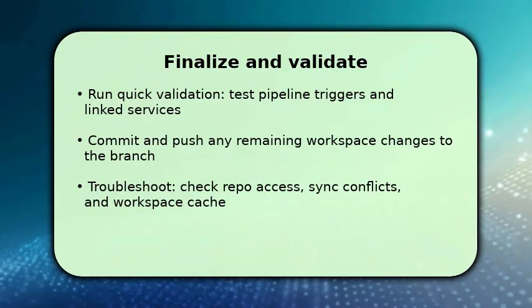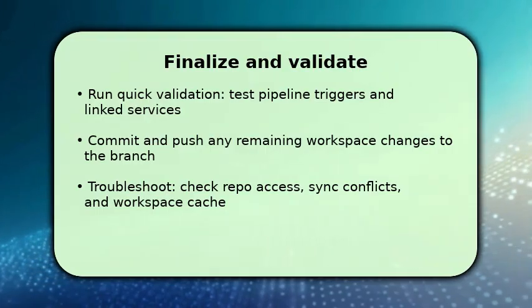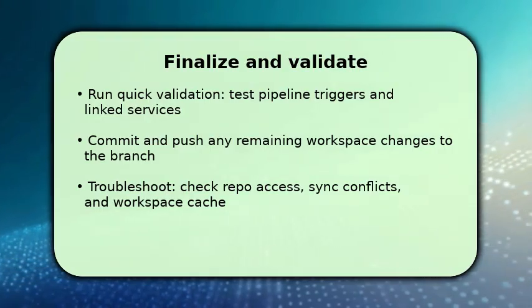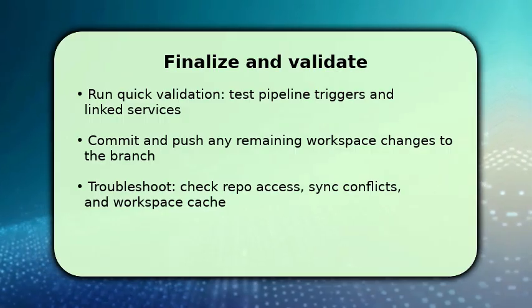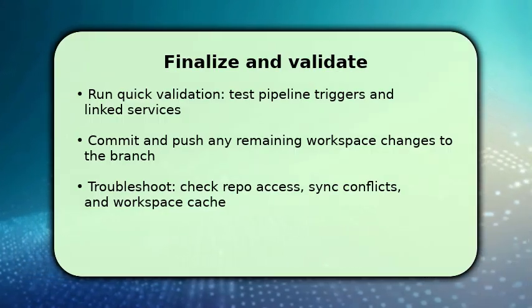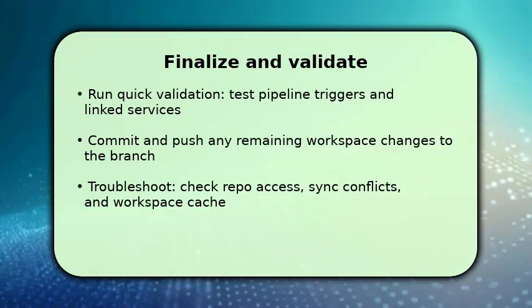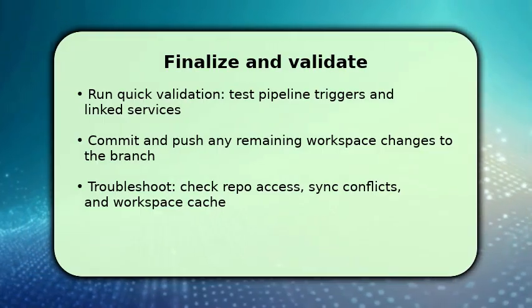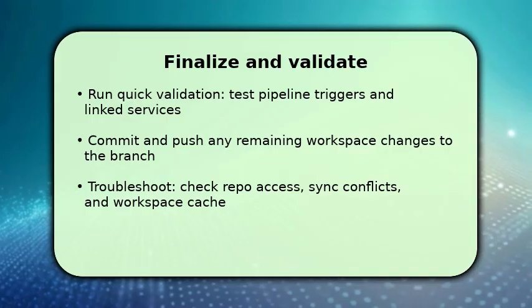Finish by validating the branch. Run a sample pipeline or check linked service connections to ensure runtime compatibility. Then commit and push any unsaved workspace changes. Make sure commit messages are clear. Once pushed, create a pull request if you need review or plan to merge back.